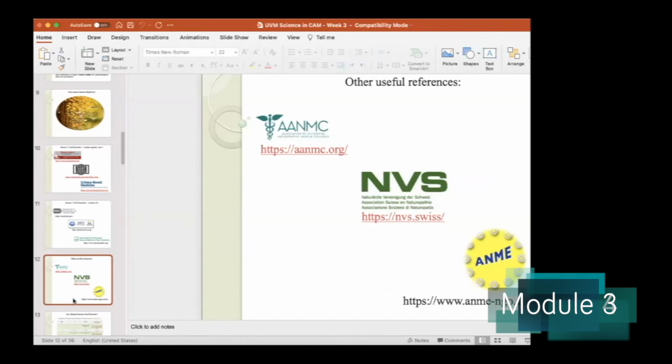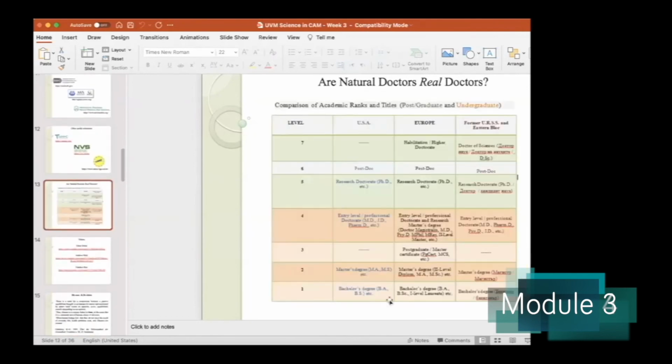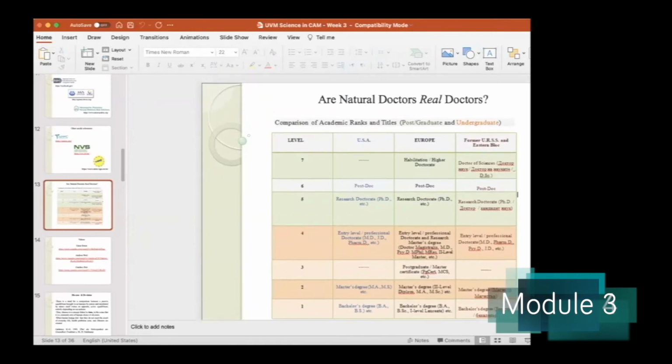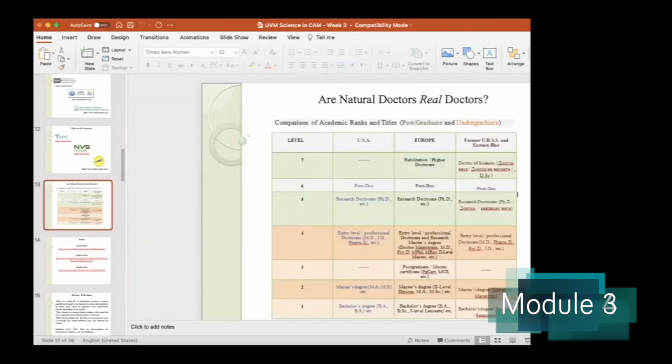Now, I want to be mindful of the time. The next slide tells you a little bit about the comparative analysis from the perspective of academia, okay? Now, the title here is, are natural doctors real doctors, okay? And for this slide, you have a corresponding slide here with some video to explain the difference. But for now, I just want to point this out.